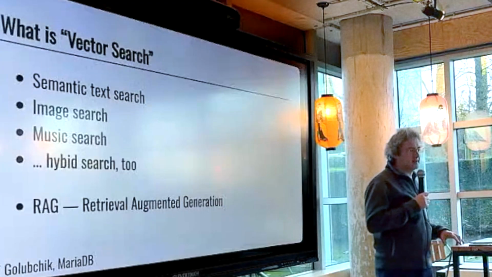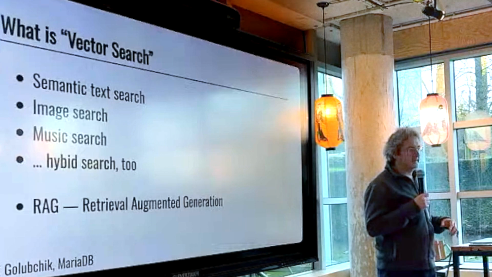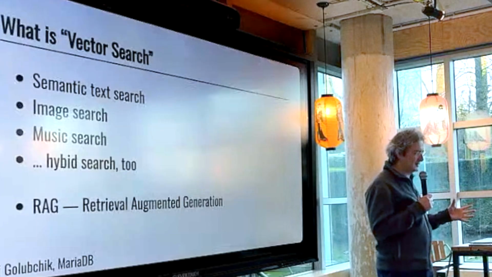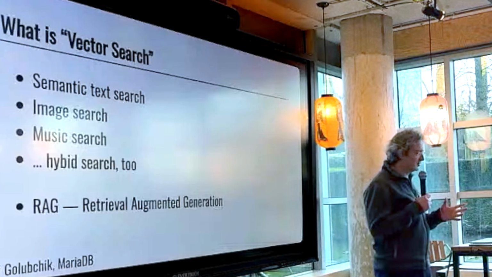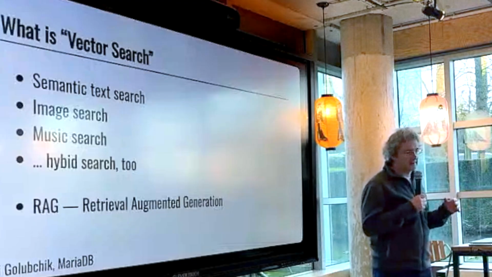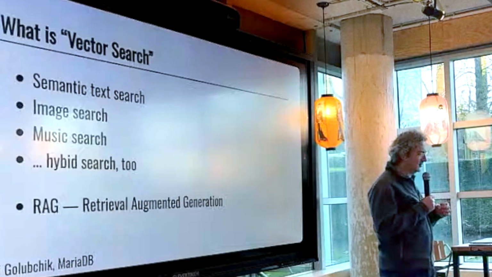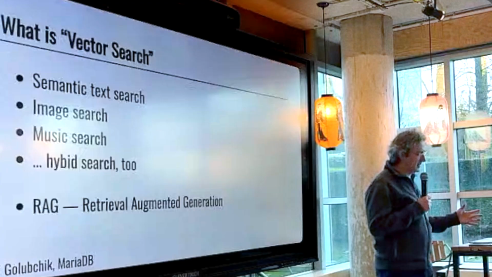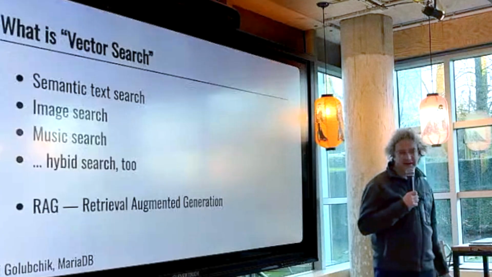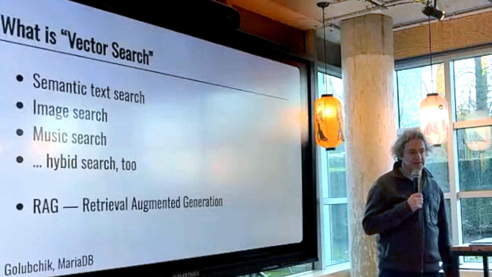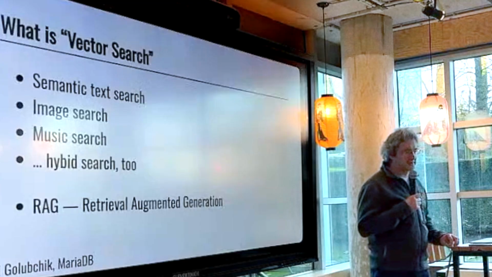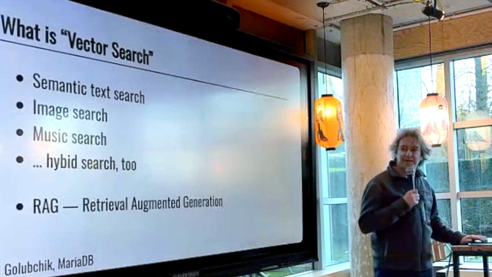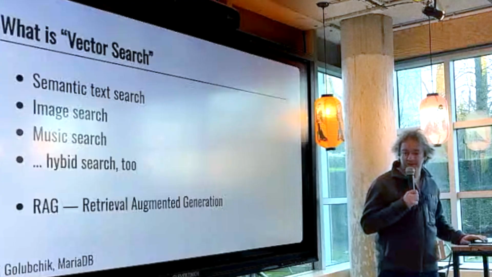Vector search is a technology that lies behind some of the user-facing features such as semantic text search, image search, music search. Could also be video search. It could be hybrid search where you, for example, use text to find images or use, I don't know, music to find text, something like that. And behind, very popular nowadays, RAG, which is Retrieval Augmented Generation, which is used in various chatbots that talk with you about whatever you want to know. Vector search is the technology that is behind chatbots.